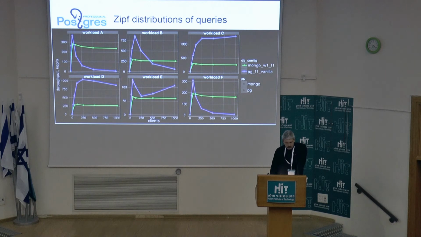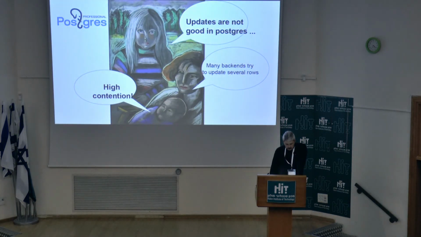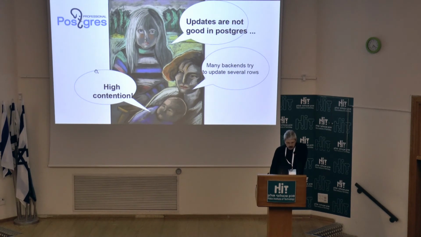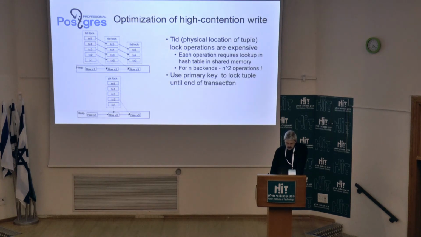So we found that there is a problem, and this problem is probably not a JSON problem, it's a Postgres problem itself. We were surprised by that, why updates are not good in Postgres, and this is the reason. Many backends are trying to update the same rows, a small subset of rows, and something is ineffective with access to this small number of rows by a big number of backends. So we found that there is some lock structure in memory which has n-square asymptotics.